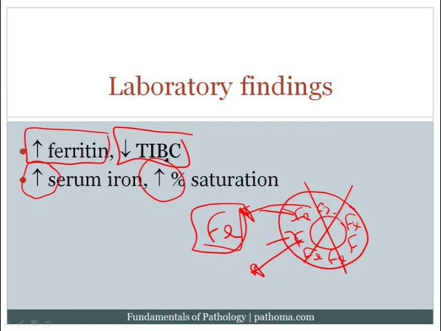And by the way, if you're curious, when patients have hemochromatosis, which is also a disease in which they have an iron overloaded state, they have very similar laboratory findings. So hemochromatosis and sideroblastic anemia share the same laboratory findings as far as iron state or status is concerned.